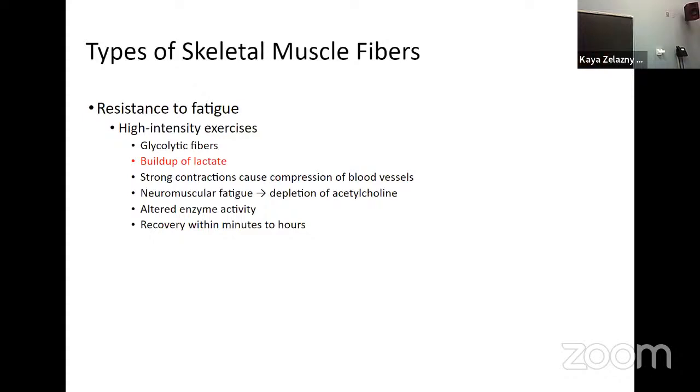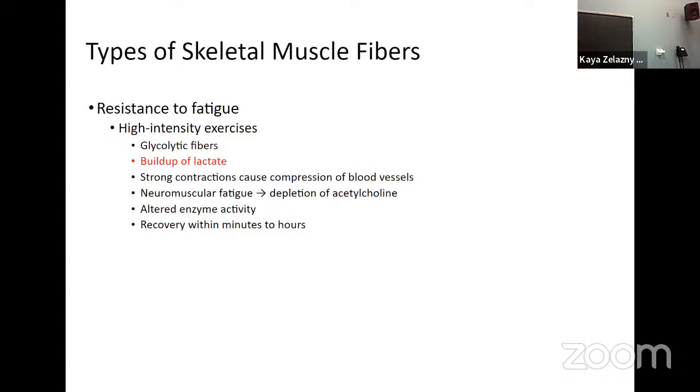Okay? So we're going to start with high intensity activity. So if you're working out really, really hard, high intensity activity, sprinting, lifting really hard or something, this is mainly using your glycolytic fibers. So fast glycolytic fibers are quicker to fatigue than other types of fibers. Okay? This is because they're relying on glycolysis, that anaerobic, not using oxygen way of producing ATP, which creates a buildup of lactate, which we often talk about as lactic acid, causing a sort of burning sensation. So that is one thing that kind of causes fatigue.